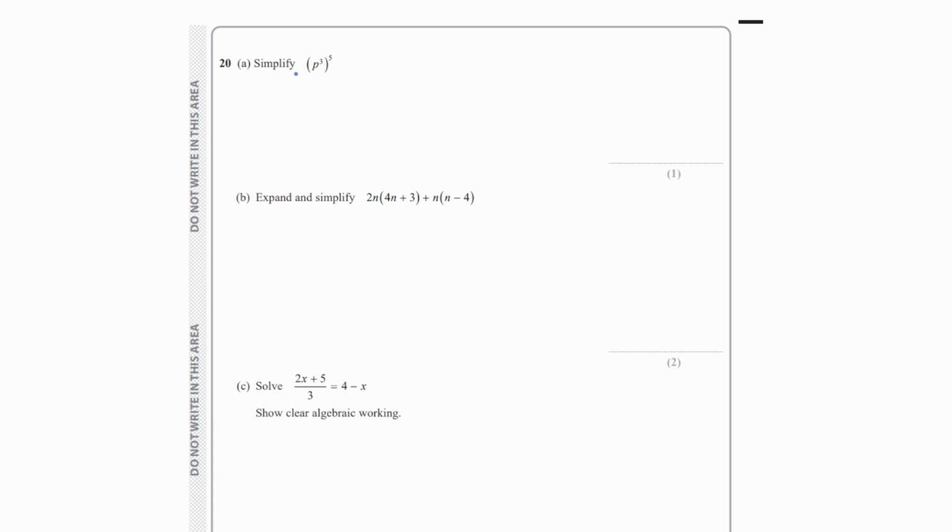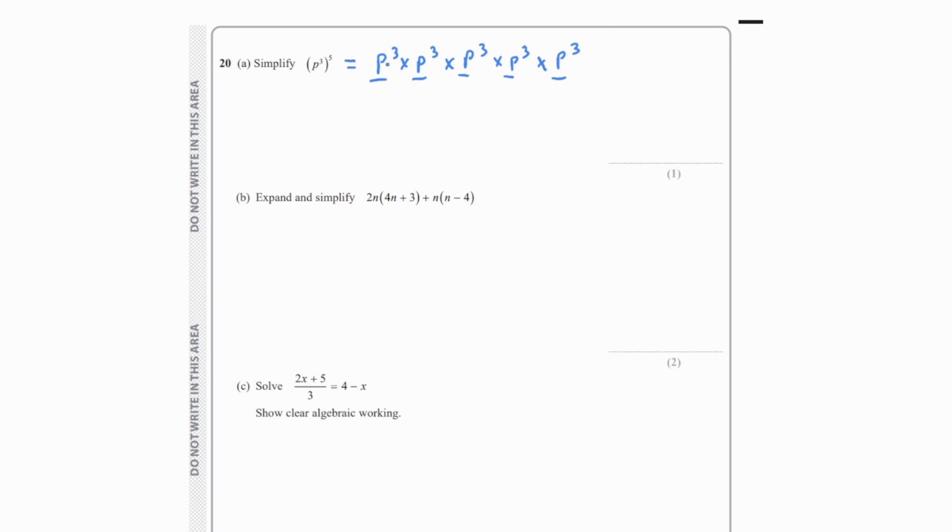Okay, question 20. Simplify p cubed all to the power of 5. So when we have p cubed all to the power of 5, what we've really got is p cubed multiplied by p cubed 5 times over, like this.